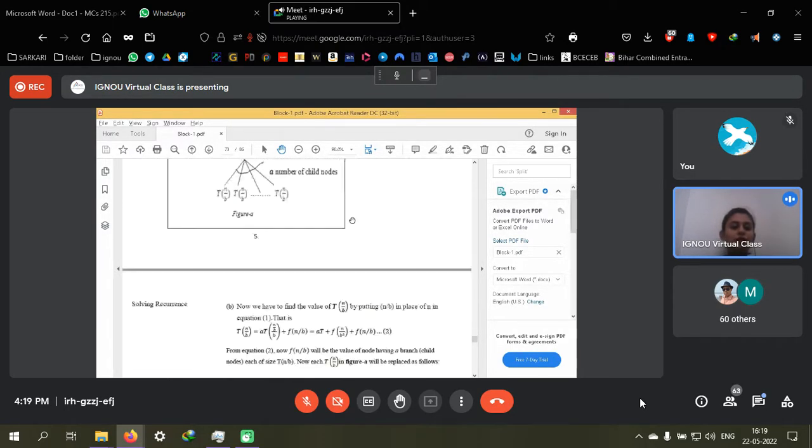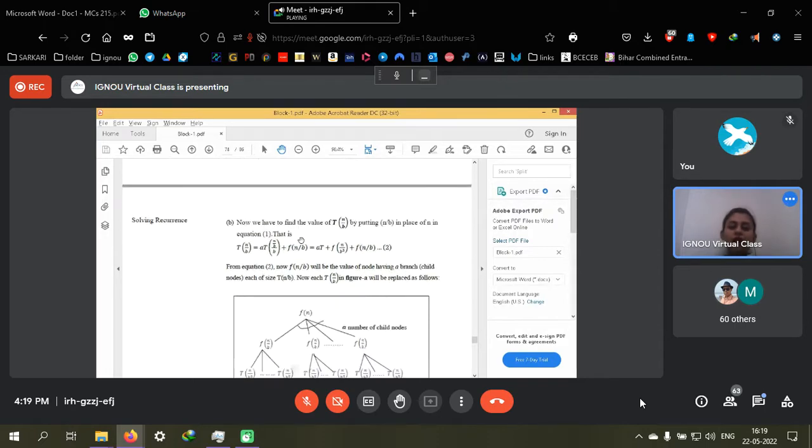So the next step for the same is, now we have to find the value of T(n divided by B) by putting n divided by B in place of n. So in the next step, we have to replace n with n divided by B. Right? So here is n. Just put n divided by B here. So in our equation, we have n here, so we will write n divided by B. Here is F(n). So then we have to write here n divided by B.